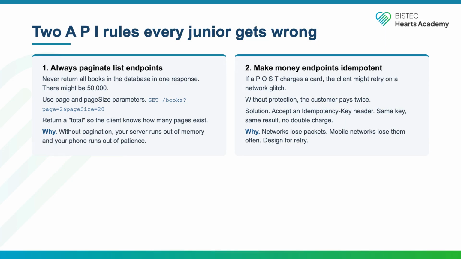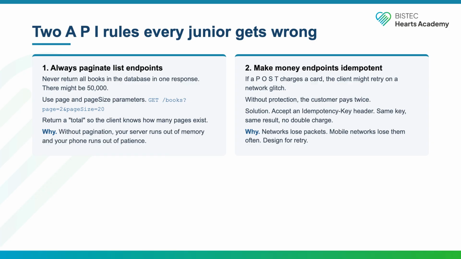2 more API rules. Both are easy to forget, both bite hard in production. Rule 1. Always paginate list endpoints. Never return all books in one response. There might be 50,000. Use page and page size parameters. GET /books with page equals 2 and page size equals 20. Return a total so the client knows how many pages exist. Without pagination, your server runs out of memory and your phone runs out of patience.